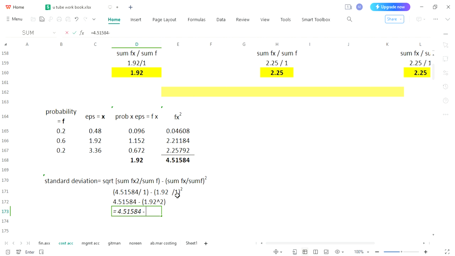Minus 1.92 and its square. Close your bracket. So guys, we have got the answer, and finally look over here. We need to take the square root, SQRT, and the square root of 0.82944 is needed.